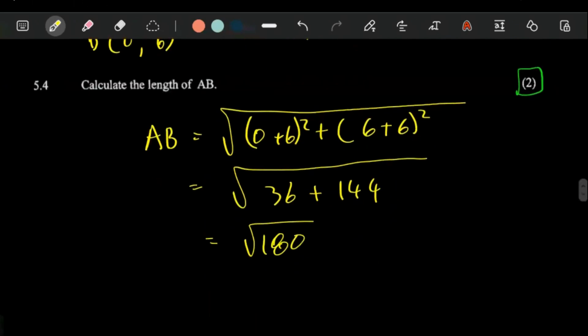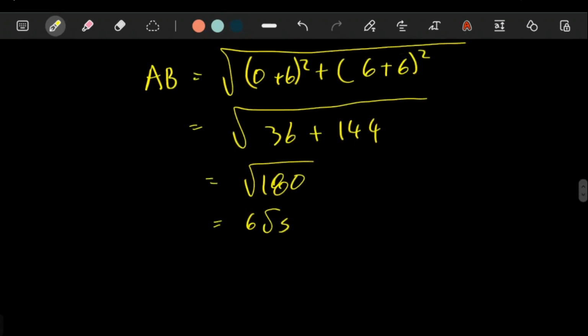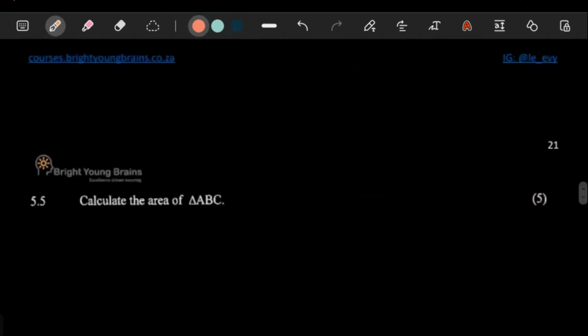If you put this in the calculator, it's just going to give you what you may call 6 square root of 5. You can put it like that. 6 square root of 5, nothing crazy. So with that being said, let's see what the next question is saying.